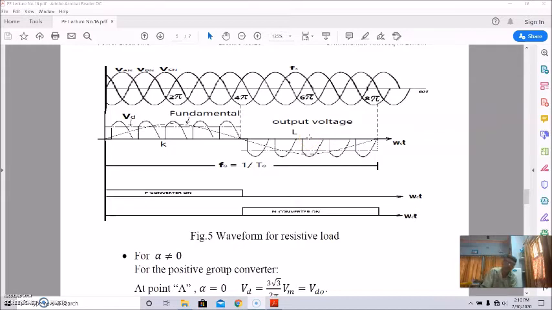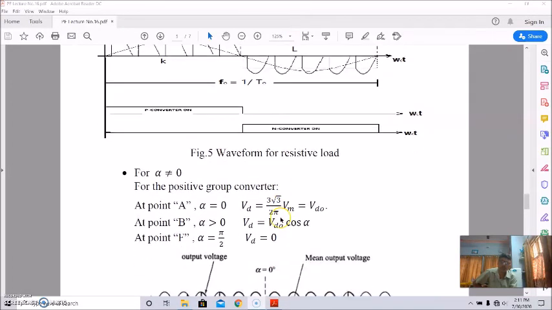So this is for a resistive load. This is when the positive converter is on, and this is when the negative converter is on. This is the fundamental, and this is your output voltage waveform. So this is the complete cycle, taking the time period as T0. So the output frequency of this cycloconverter is F0 equal to 1 by T0. So these are your waveforms for resistive load.